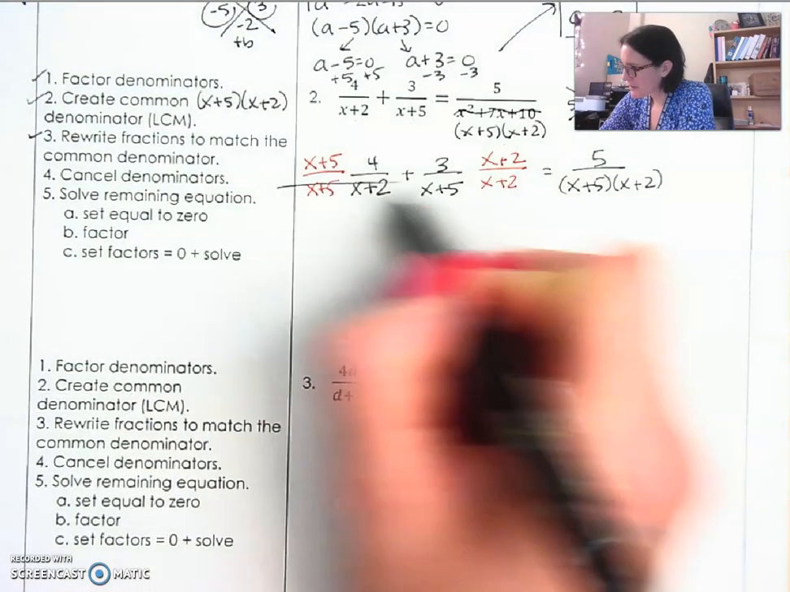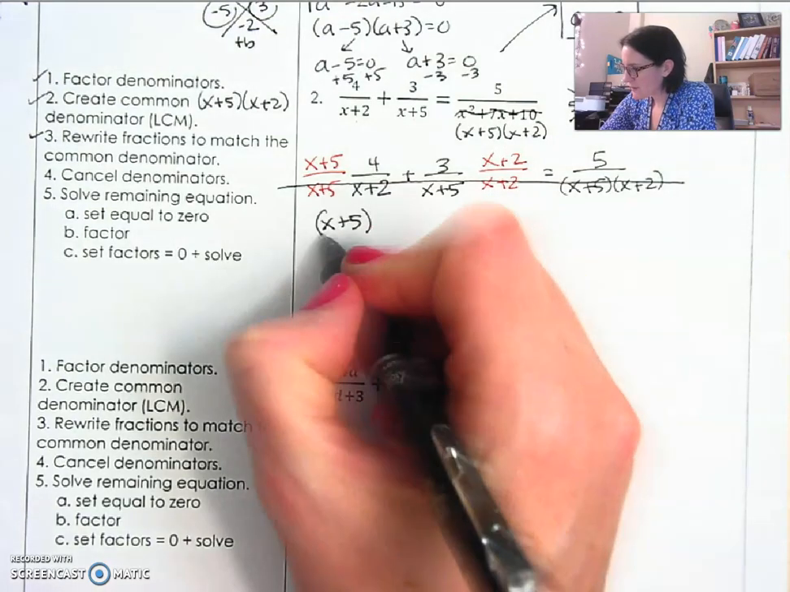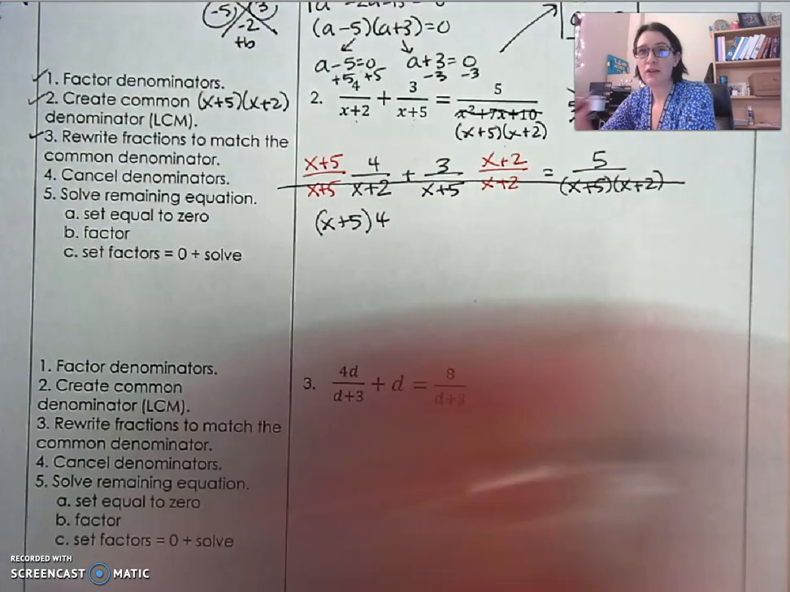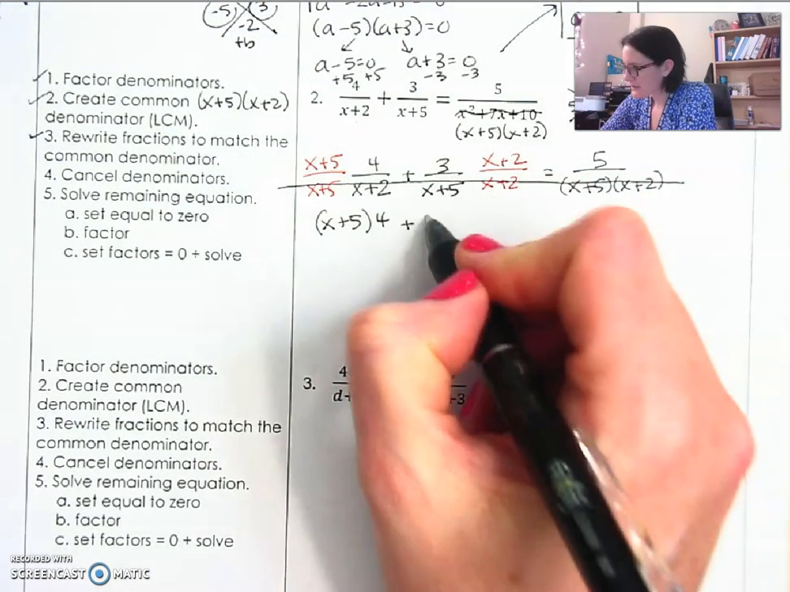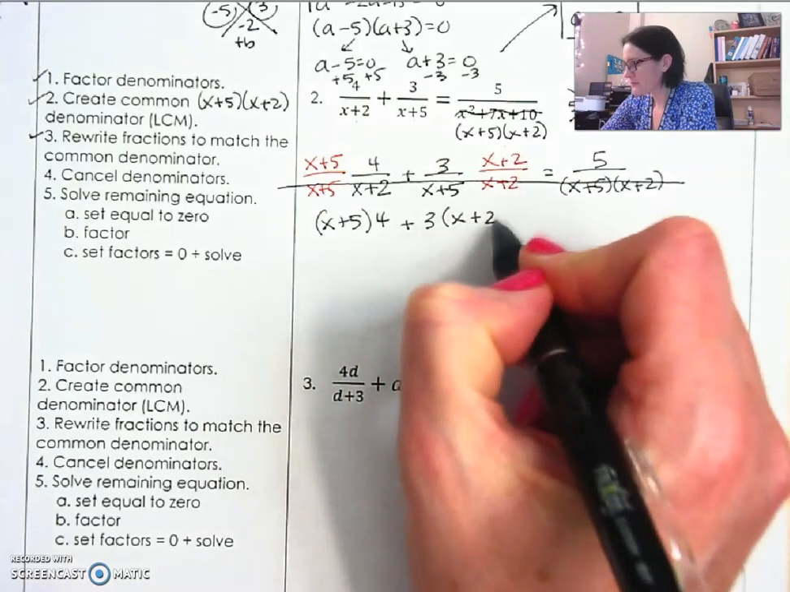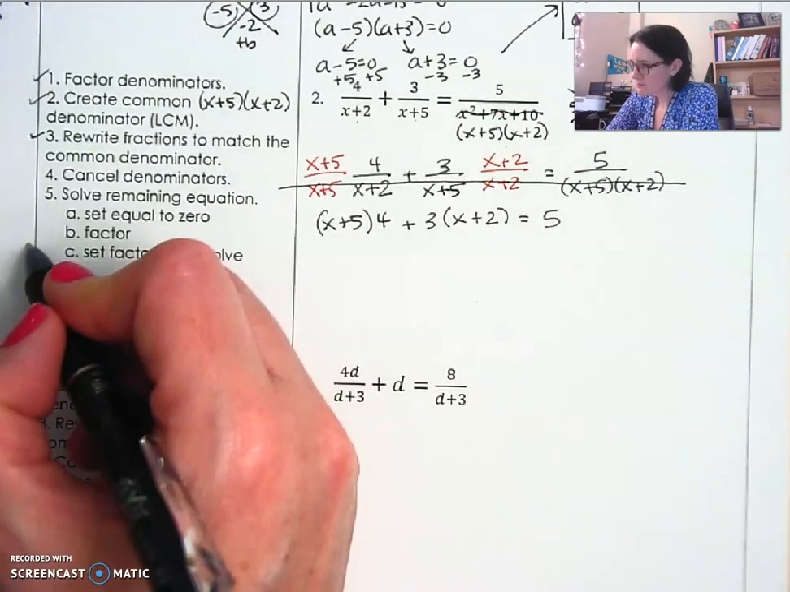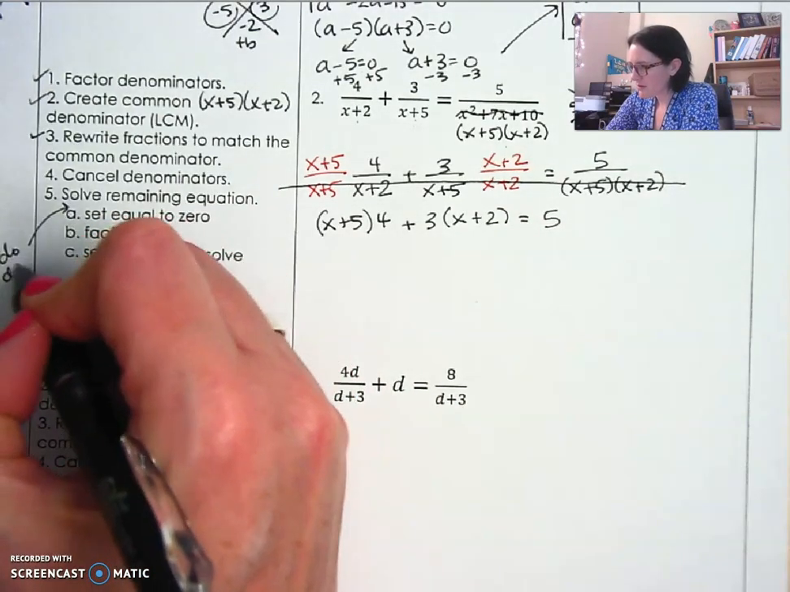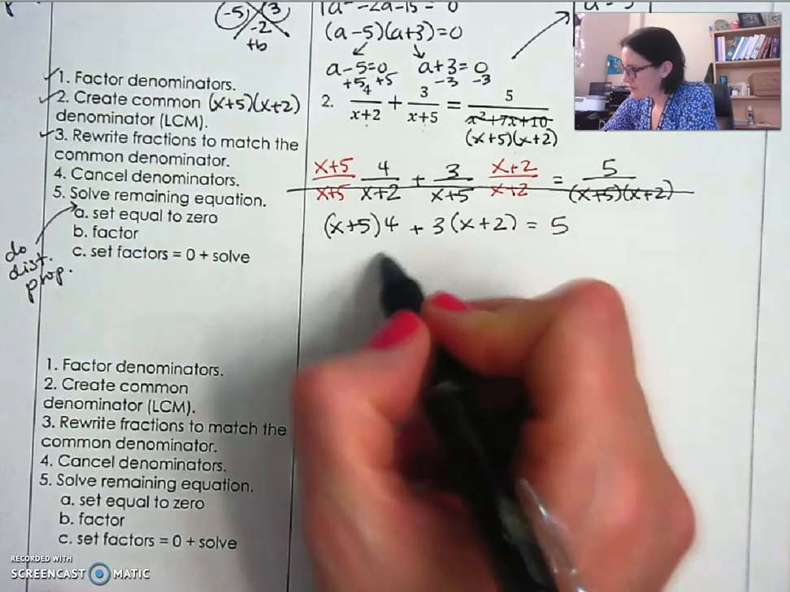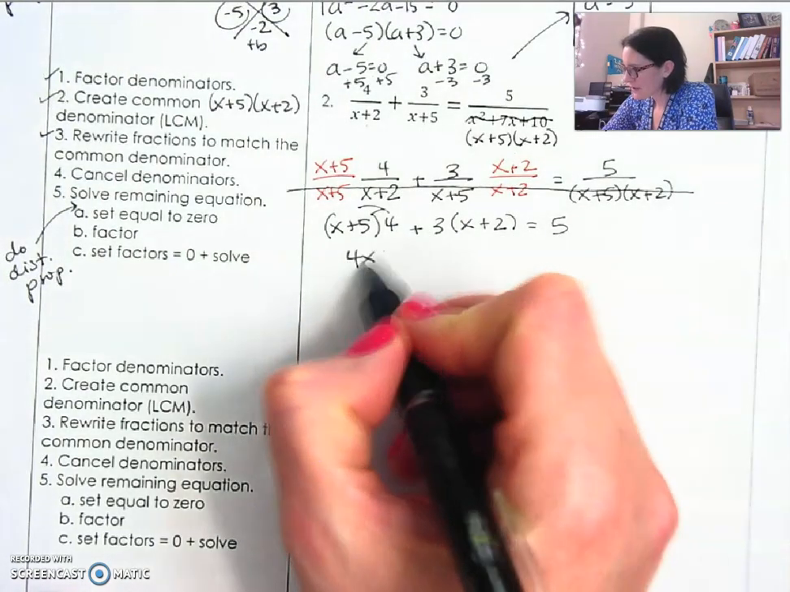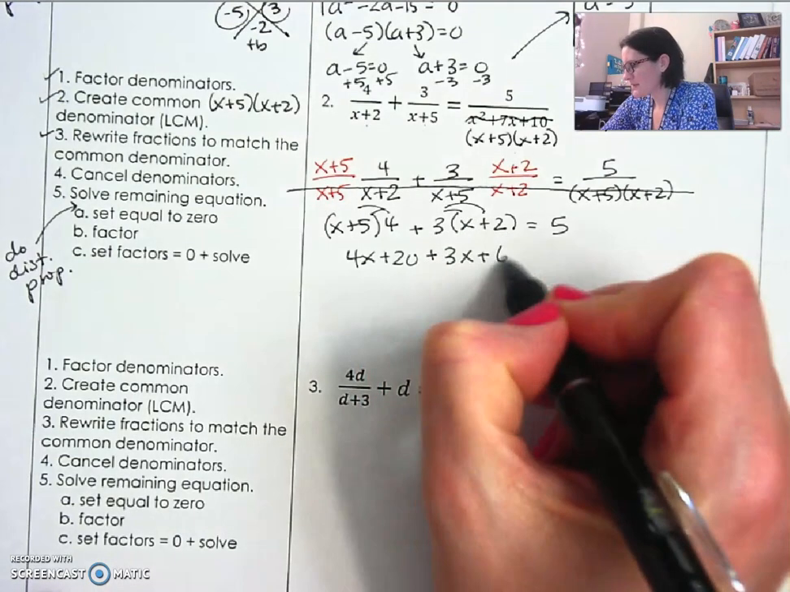So now we cancel the denominators. And this leaves me x plus 5 times 4. I'm going to put the x plus 5 in parentheses because the whole group is being multiplied by 4. Plus 3 times the whole group of x plus 2. So I put parentheses there. Equals 5. We do our distributive properties here. So distribute, 4x plus 20, distribute, plus 3x plus 6 equals 5.